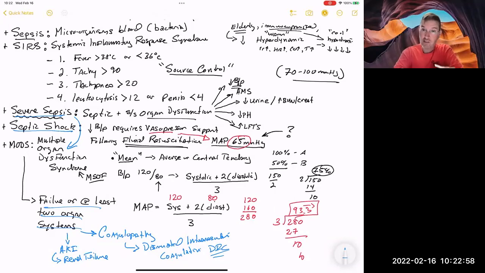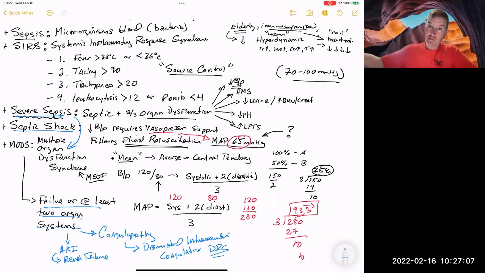It's very common in MODS, very common in severe sepsis and septic shock, and sometimes even in trauma. MODS can come on very, very rapidly. Because some of these organs are very sensitive to hypoperfusion, right? Your kidneys, your brain, and your heart. The hypoperfusion doesn't have to last very long before they start shutting down. So this is something that can happen very rapidly.